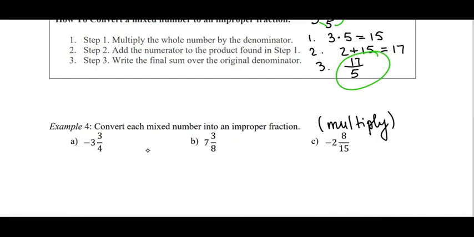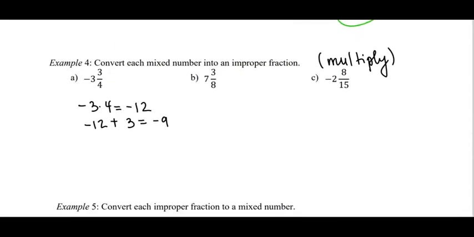All right, so we have -3 and 3/4. So we just need to multiply -3 times 4 equals -12. So -12 plus 3 gives you -9. That's our new numerator. So that means negative 9 is the new numerator, over 4.